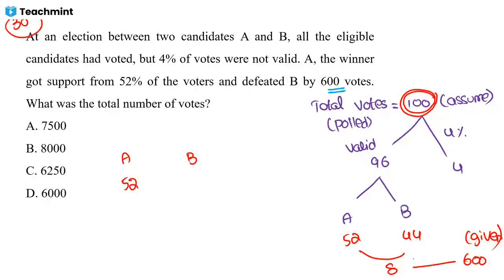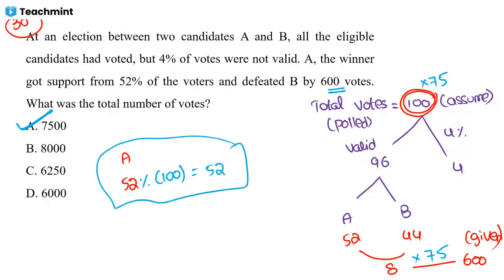Relationship here, 8 into 75 times, we have to multiply. So here I have to multiply with 75 to get the correct value, 7,500. A got 52% of valid voters means 52% of 96. They said 52% of the voters. Total voters are 100, 52% means 52 A got. Then out of 96, B got 44 only. We got a winning margin of 8, but they gave 600. A got 52, B got 44. The difference is nothing but 8, right? So they gave 600, so 7,500.